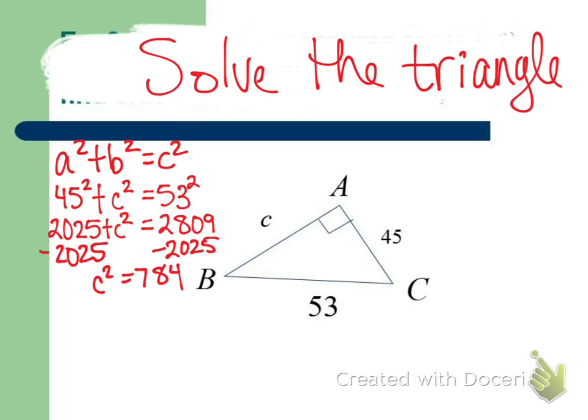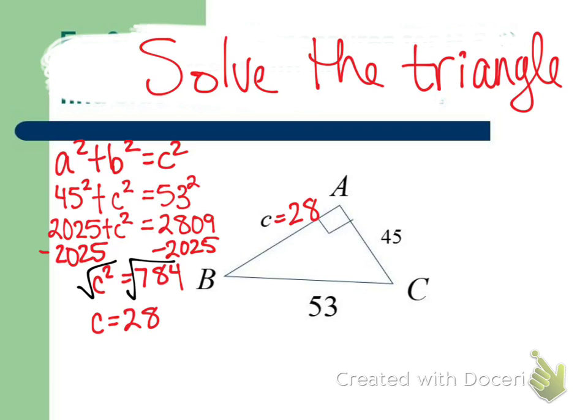And then what do we do to both sides? Square root. And I'm fine with a decimal on these. Oh, it's 28. 28 even? Oh, nice. Okay, so that side had a length of 28. We solved for the last side.